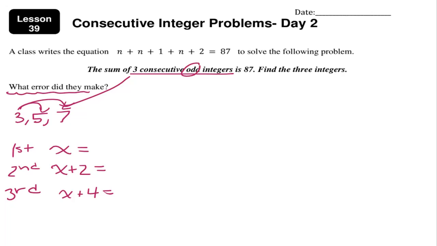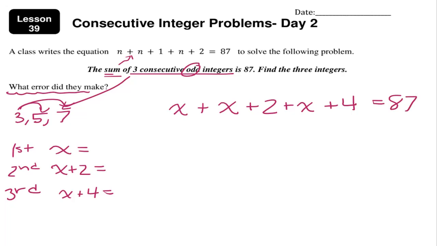That's possible. And then what they should write, again, we're talking about sum, so sum means to add, so they definitely did that. They used n, we use x's, no big deal on that. You can use any variable you want. The sum of all three of those is 87. And that's what ours would look like. So what error did they make? They did not use odd integers.